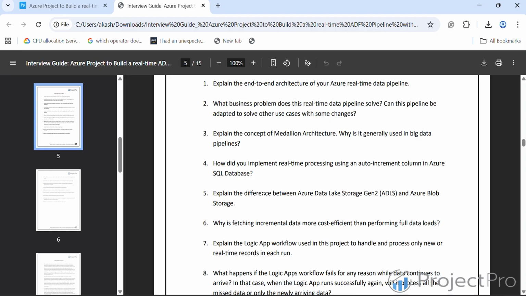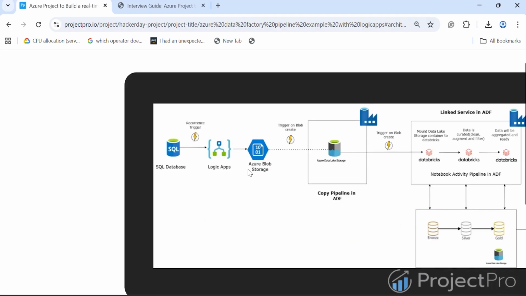This is a very simple concept, but you need to make sure that you are explaining it to the interviewer articulately. Azure Blob Storage is a general purpose object store. In this project, when the logic app identifies the new records, it sends those records to the Azure Blob Storage.